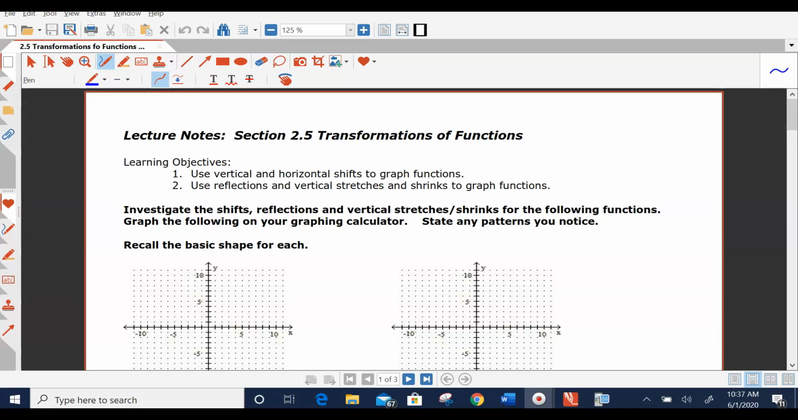Hey, how about we continue our work here in Chapter 2 with Section 2.5 on transformations of functions. So what we want to do is work with vertical and horizontal shifts to graph some functions, and then also look at reflections and vertical stretches and shrinks to graph some of the functions we saw in the previous section. So let's recall some of the basic shapes.